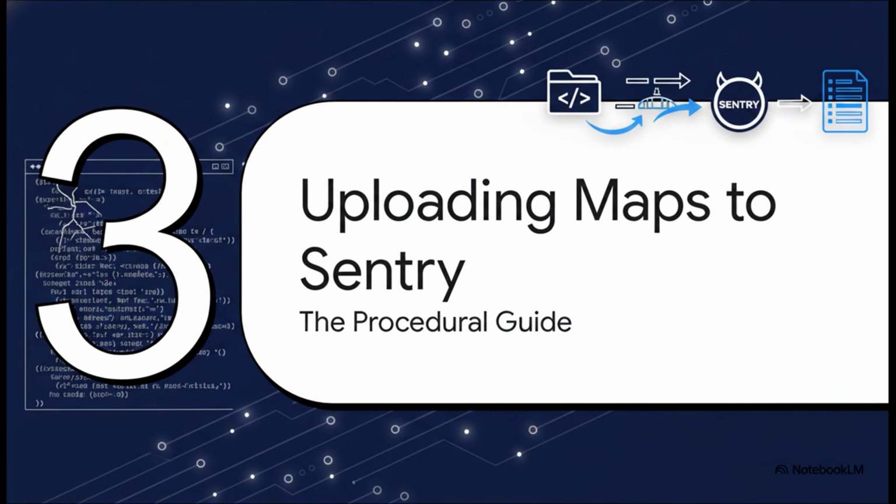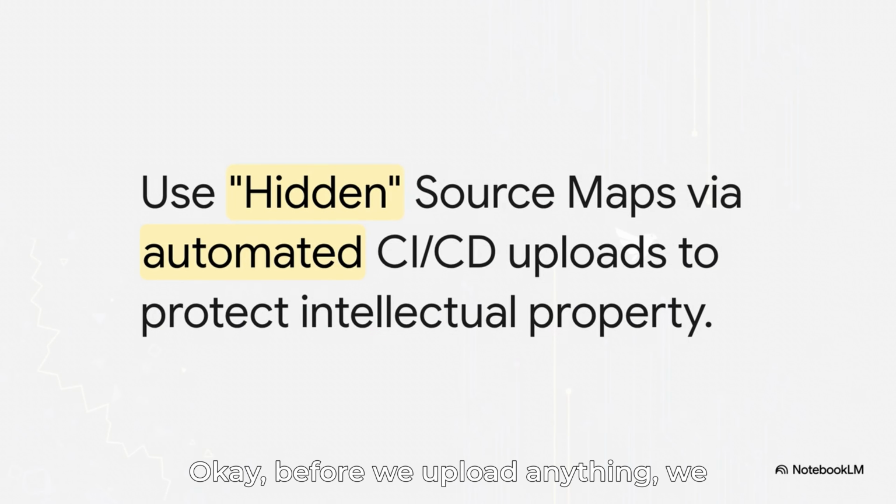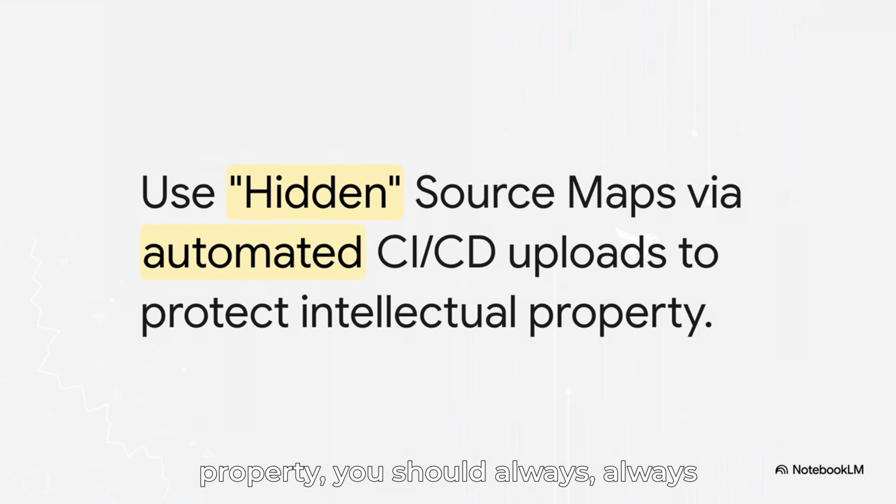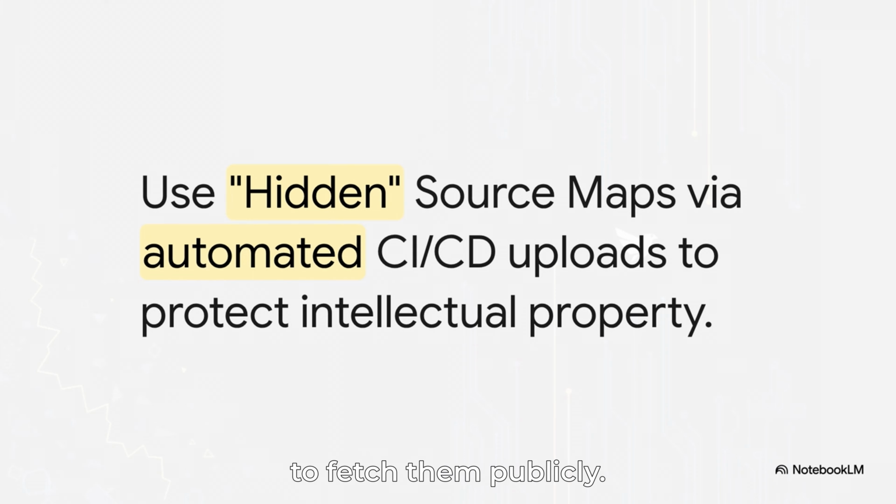All right, Section 3, uploading maps to Sentry. Here's the procedural guide. Okay, before we upload anything, we absolutely need to talk about security. Source maps can contain the entire source code of your application. Exposing them publicly? Yeah, that allows anyone to reconstruct your proprietary codebase. So, to protect your intellectual property, you should always generate maps using a hidden configuration. This generates the map files, but stops your bundler from appending that source map URL comment to your JavaScript files. That ensures browsers and malicious actors never attempt to fetch them publicly.